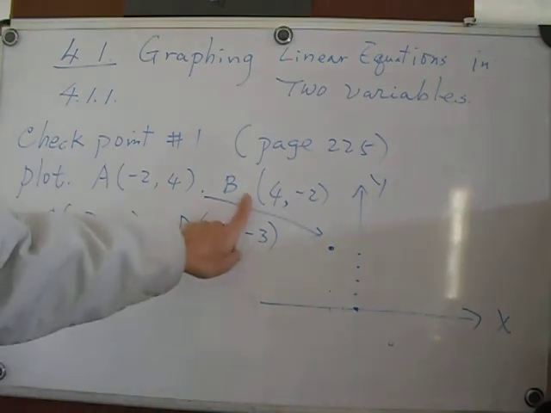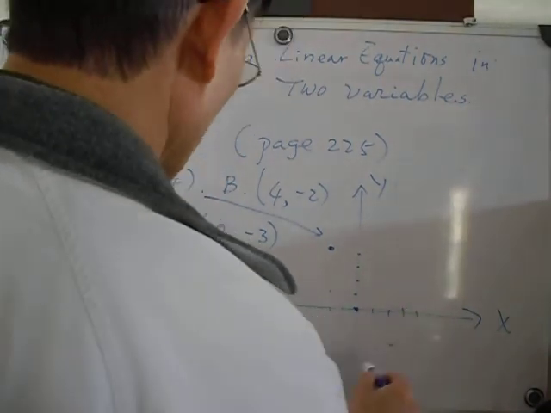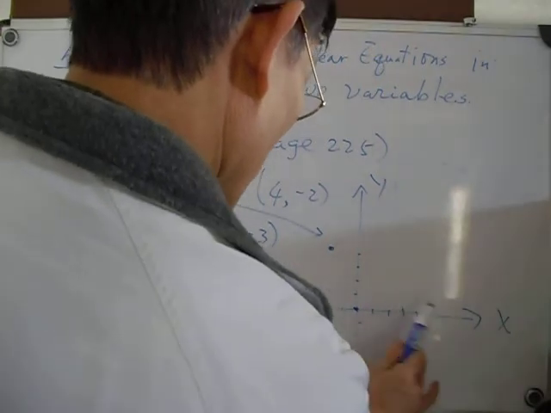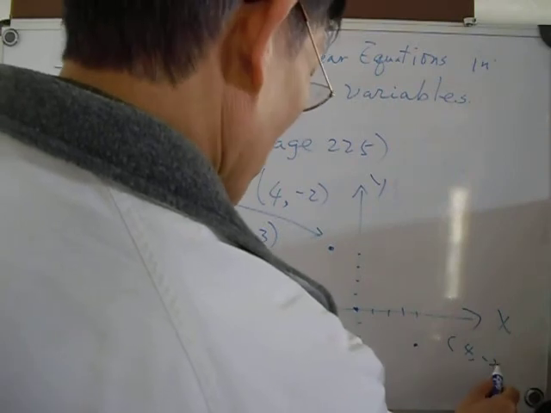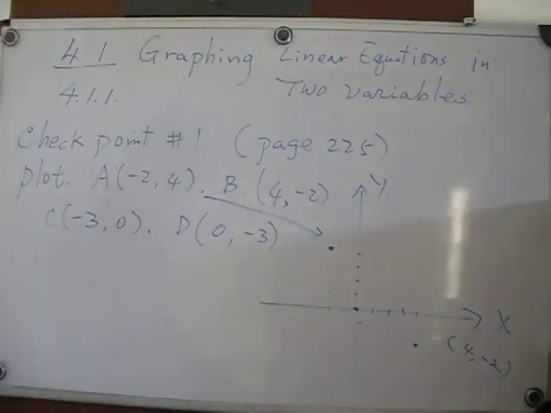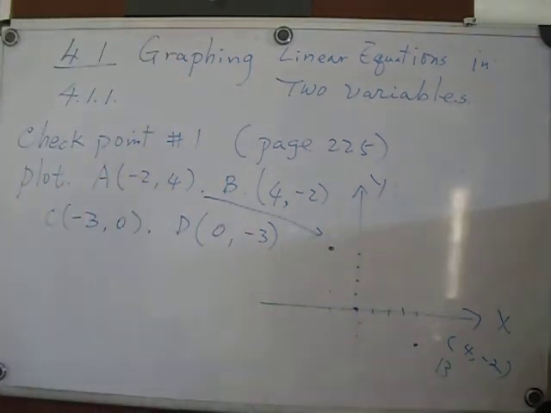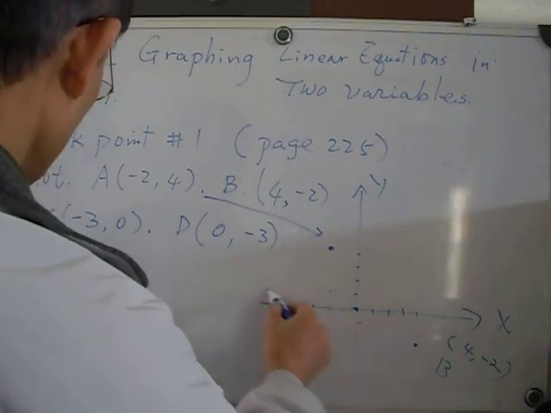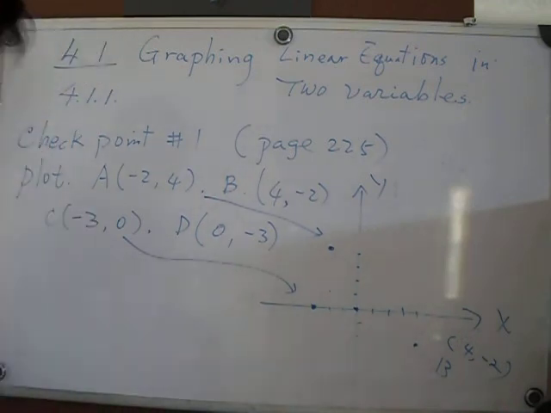Next one, point B. x is 4: 1, 2, 3, 4. And then negative 2, go down by 2, right here. We label that as 4, negative 2. This is A, this is B. Now C. C will be negative 3, 0. Negative 3: 1, 2, 3 to the left. 0, you don't go anywhere, so that's point C right here.